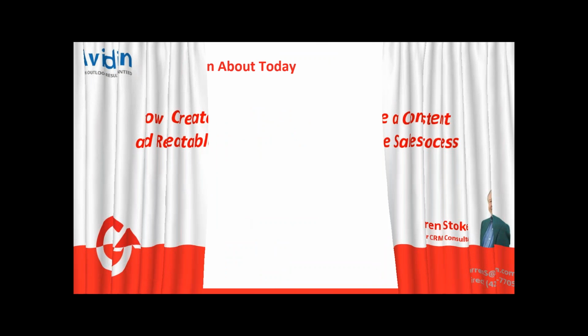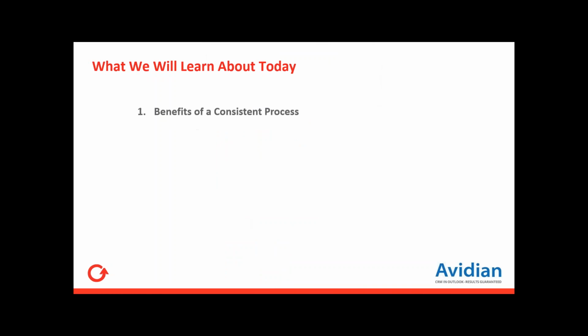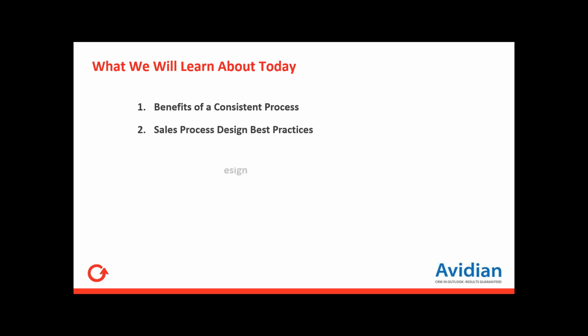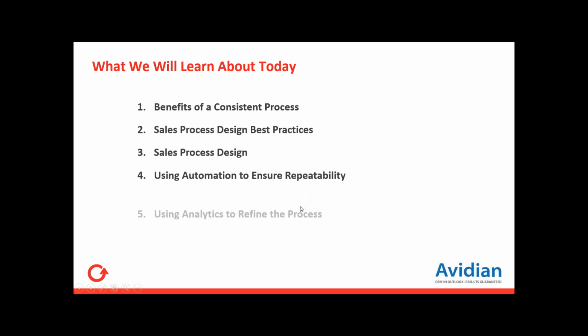So let's talk about our agenda today. We're going to learn about, first of all, the benefits of creating a consistent sales process, some of the best practices in doing so. We're also going to go into some depth in the actual design of the sales process itself and focusing a lot on using automation to ensure that consistent repeatability. And we're going to use analytics to refine the process.